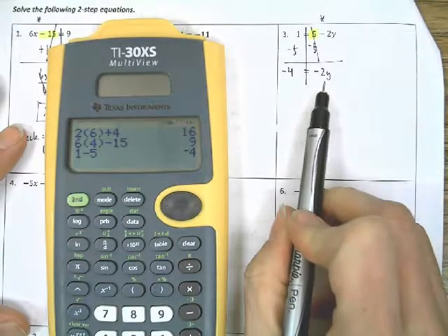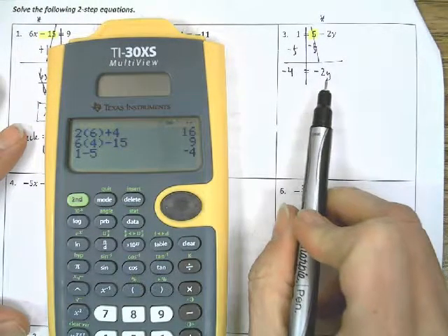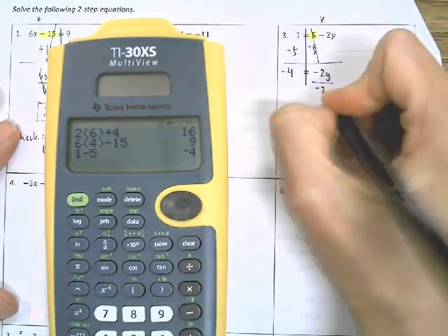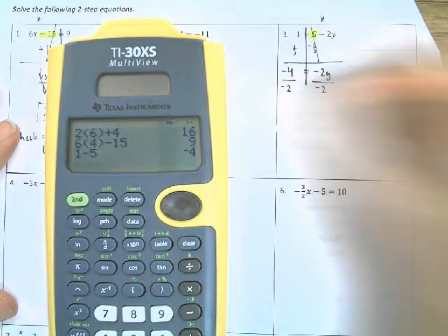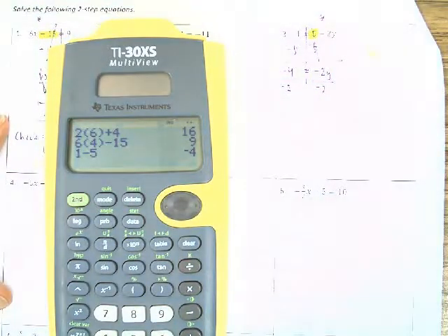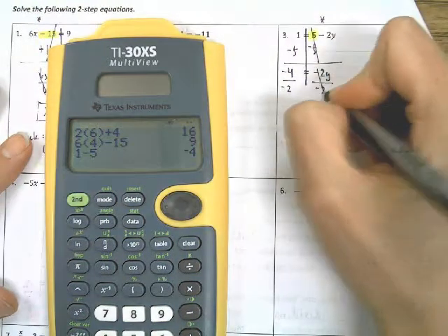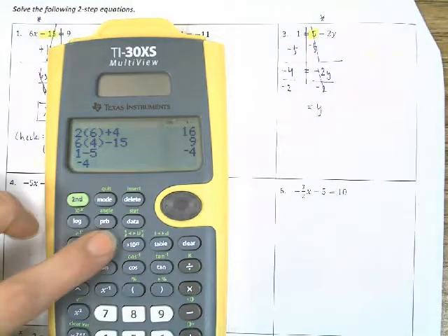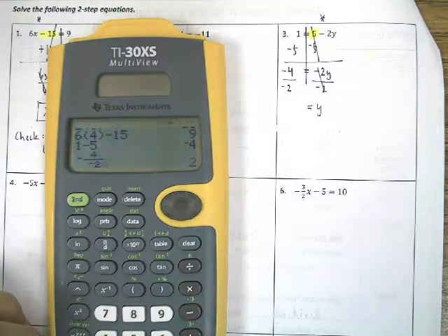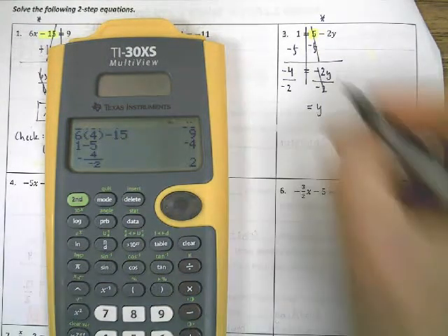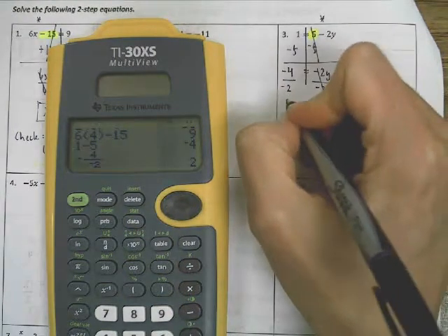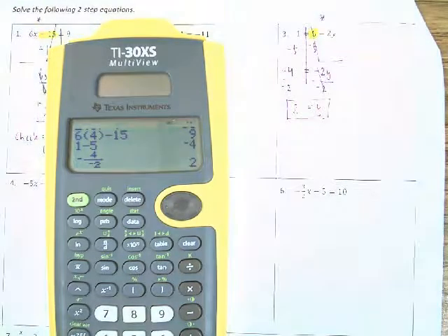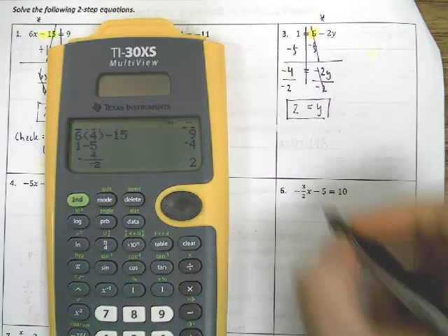I'm still looking at my side with the y. Here I see it's a negative 2 times y. So again, to undo that, I'm going to divide both sides by negative 2. Okay, these are going to cancel. I have y by itself, and a negative 4 divided by a negative 2 is just going to give me a positive 2. And then, as always, we don't move on without checking our work.